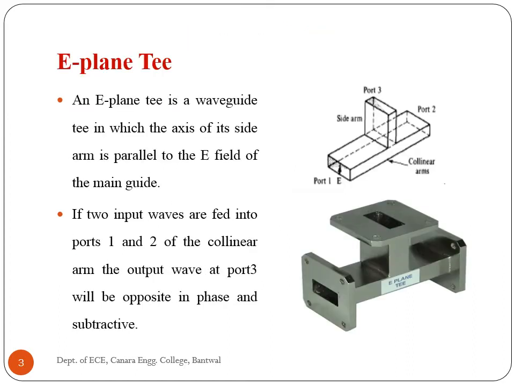E-plane T. An E-plane T is a waveguide T in which the axis of its side arm is parallel to the E field of the main guide. It is characterized by the fact that the outputs of this form of waveguide junction are 180 degrees out of phase with each other. If two input waves are fed into ports 1 and 2 of the collinear arm, the output wave at port 3 will be opposite in phase and subtractive.